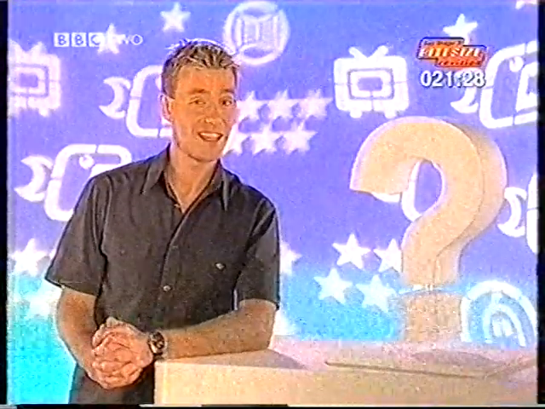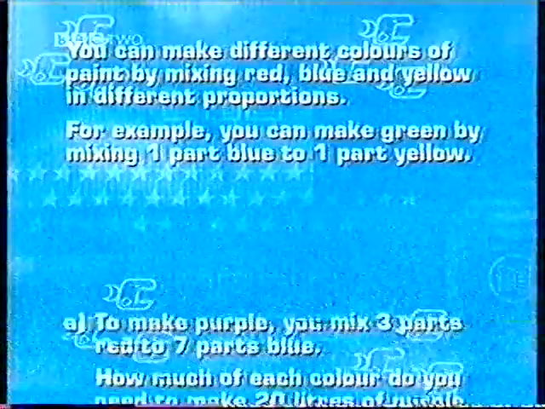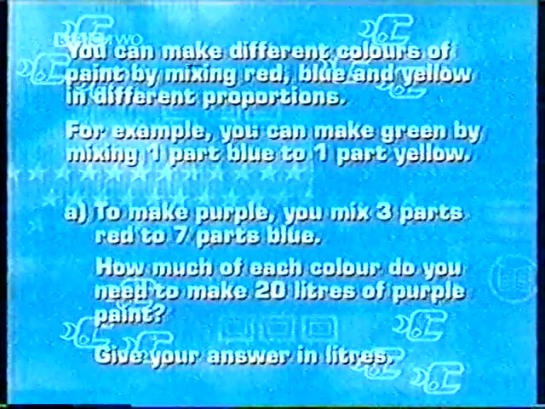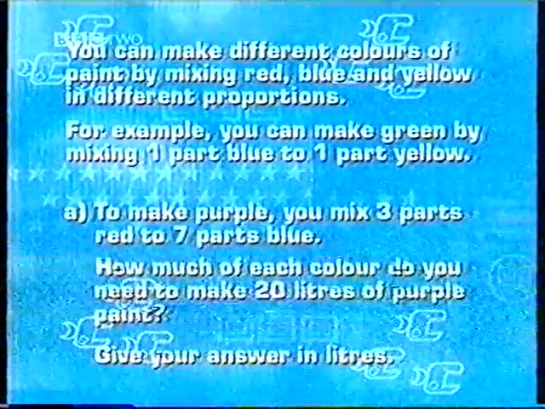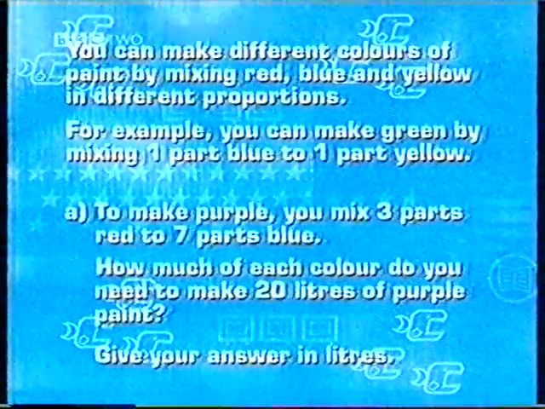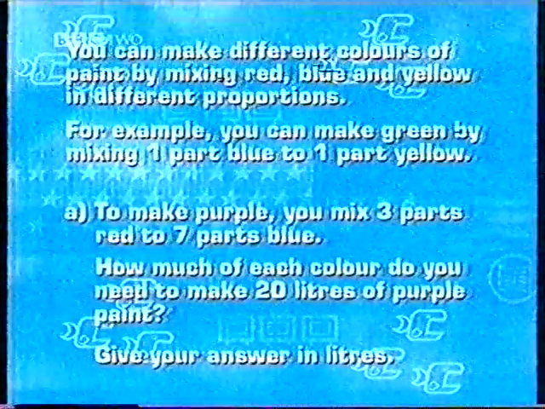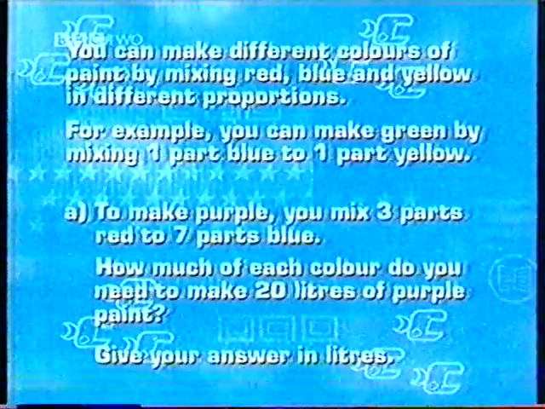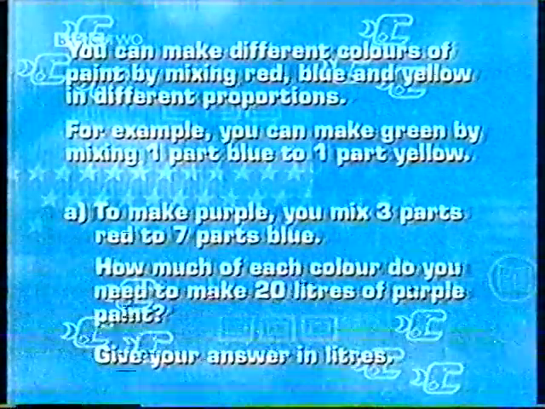Right, how did you get on? Let's work through the answers with the lead chief marker. Part A first. How much of each colour do you need to make 20 litres of purple paint? And the question tells us to give our answer in litres. To make purple paint, we need to mix 3 parts red and 7 parts blue. We could write this as red to blue, 3 to 7.